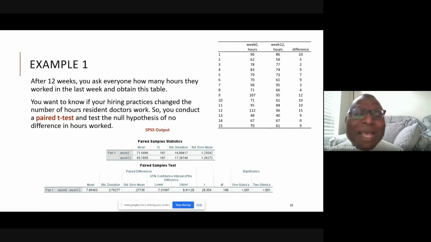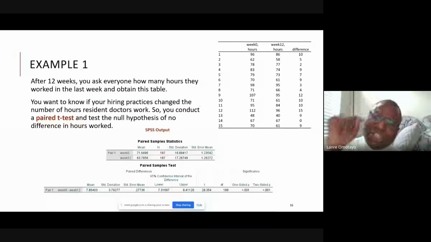So basically, when they looked at the difference for each of the 15 people, what they did was take 15 residents out of all the residents, because they don't want to take all the residents in the hospital. They asked each resident how many hours they were working. Then they hired people. 12 weeks later, they came back and asked how much they were working now. They put the numbers here and found the difference in hours for each resident, and then the mean of those differences.